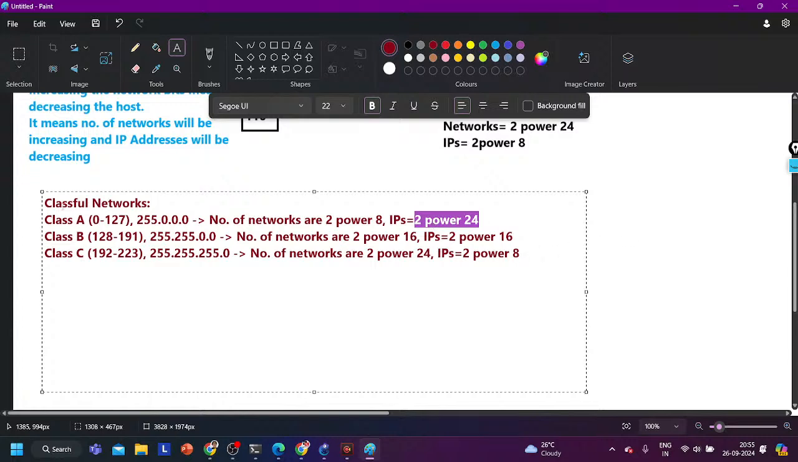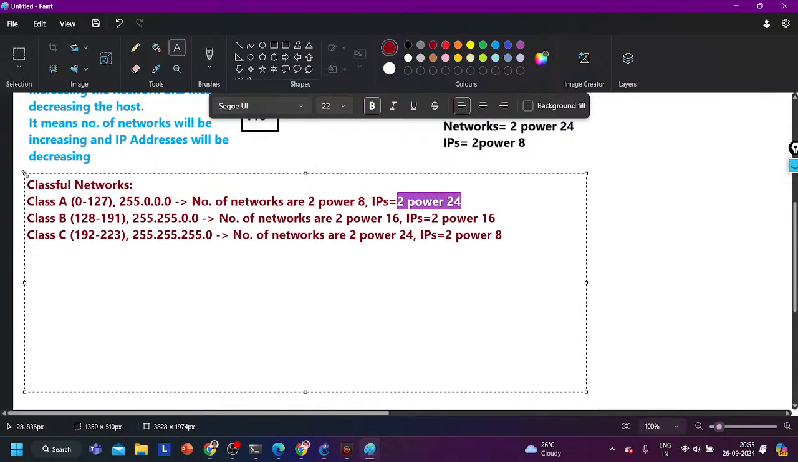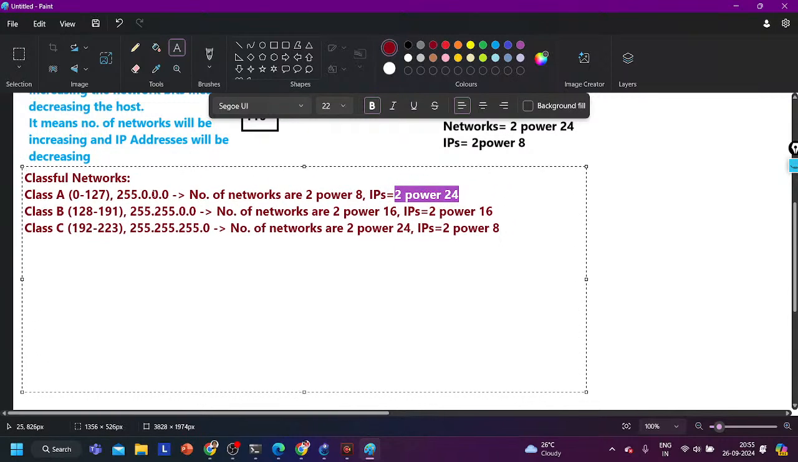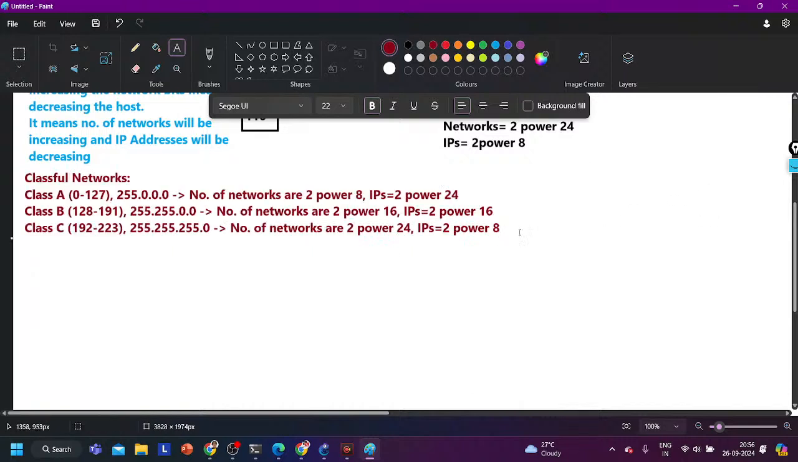To get more options, we come up with subnetting. In subnetting, we will play with the subnet mask. We can increase the number of network bits according to our requirement. If I increase the network bits, what will happen? Number of networks will increase and IP addresses will decrease, right? So question, subnetting.